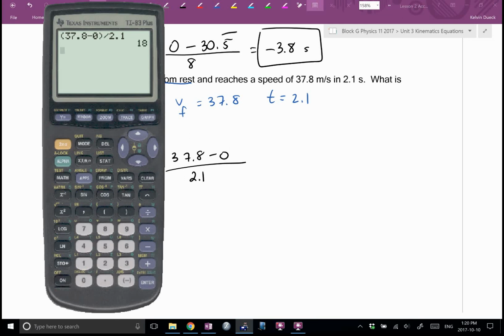You all get 18? Is that big? How big is an acceleration of 18 meters per second squared? We'll talk about how we measure acceleration, and an easy way to measure it is in terms of G's. In a few lessons, you'll have learned this is about 2 G's, a little less than 2 G's. Fairly big. You feel like you're getting pressed into your seat pretty good.